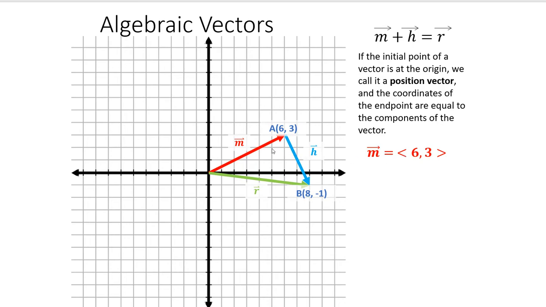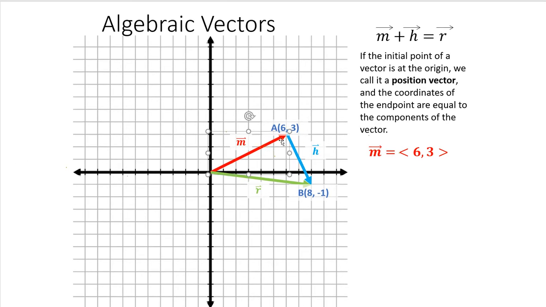Now, vector M is still 6, 3 regardless of where it is. What I mean by that is I could move vector M, right? I can move it over here. It's still 6, 3. Just by virtue of it being right there, it's called a position vector M. This idea of a position vector only allows us to more clearly understand another topic that we'll get to in a minute.